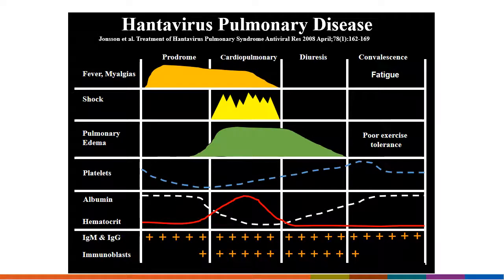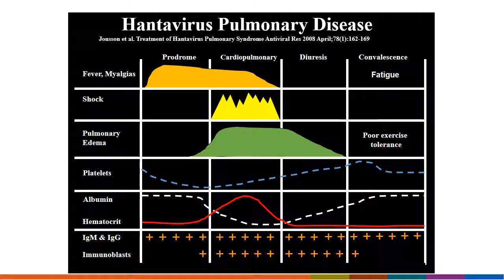It often declines as antibody levels increase. The febrile prodrome is followed by the cardiopulmonary phase, which is marked by cough, shortness of breath, and the development of bilateral pulmonary infiltrates. With the passage to the cardiopulmonary phase, you will see a rapid increase in white blood cell count with the left shift, increased presence of immunoblasts, and hemoconcentration.